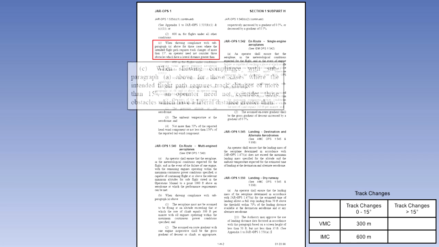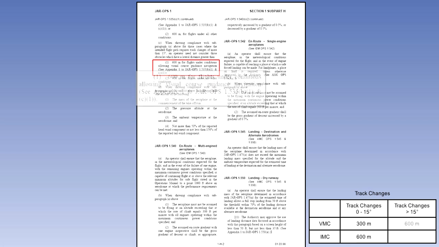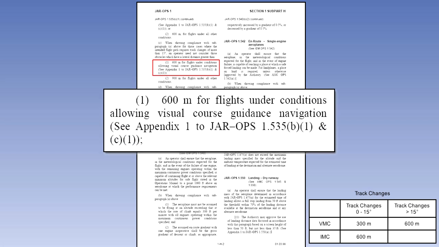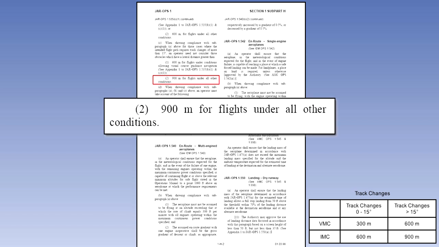For those cases where the intended flight path requires track changes of more than 15 degrees, an operator need not consider those obstacles which have a lateral distance greater than 600 meters for flights under conditions allowing visual course guidance navigation, or 900 meters for flights under all other conditions.